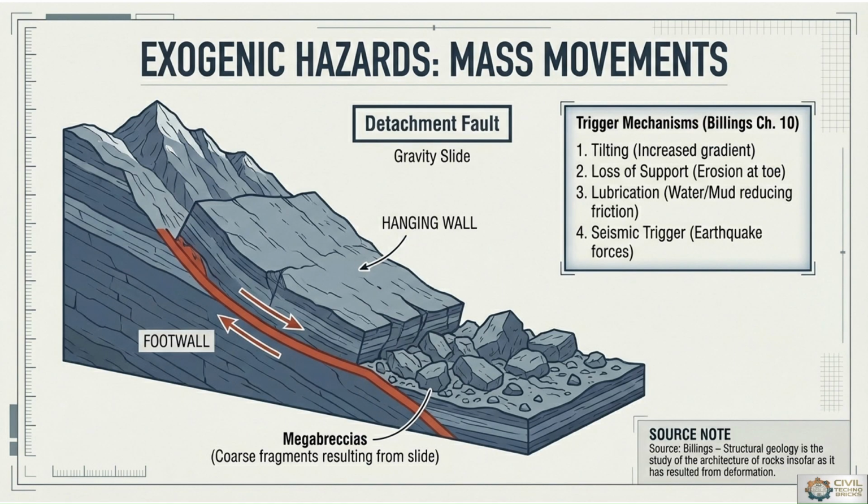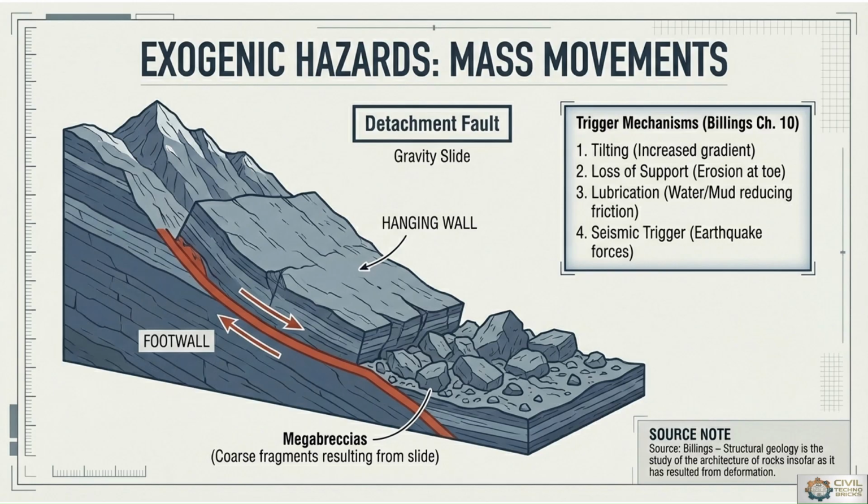Exogenic hazards, that is mass movements. Mass movement is introduced as an important exogenic geological hazard, which explains that slope instability may occur due to gravity acting on weak rock masses or weak rock planes. Tilting and an increased slope gradient are the major triggering factors, and erosion at the toe removes support and destabilizes the slope.